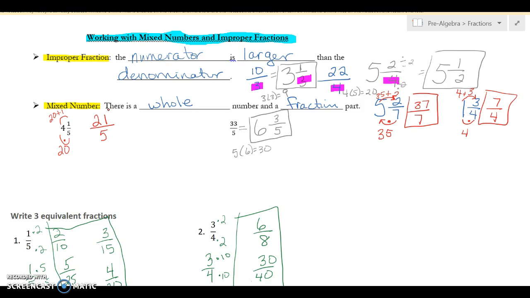So fractions, the big deal is just practicing. And so there's a lot of different terms and a lot of different processes, but the more you do, the better you'll get at it.